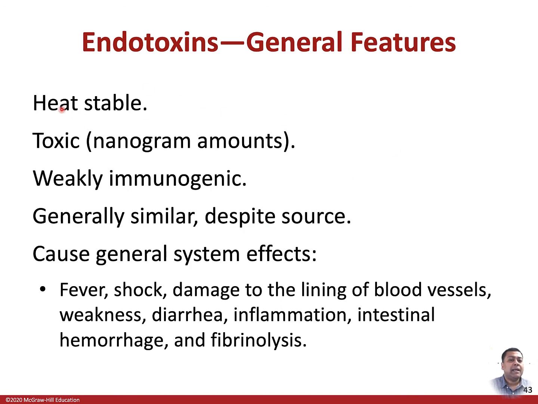These are heat stable. They are toxic in nanogram amounts and weakly immunogenic. Generally, they are similar despite the sources, meaning that all gram-negative bacteria have a similar kind of lipid A, and they cause general systemic effects. What are the general systemic effects? Once a large number of these bacterial cells are lysed, they can cause fever, shock, damage to the lining of the blood vessels, weakness, diarrhea, inflammation, intestinal hemorrhage, and then fibrinolysis. Fibrinogen can get dissolved, and ultimately it can lead to circulation failure.